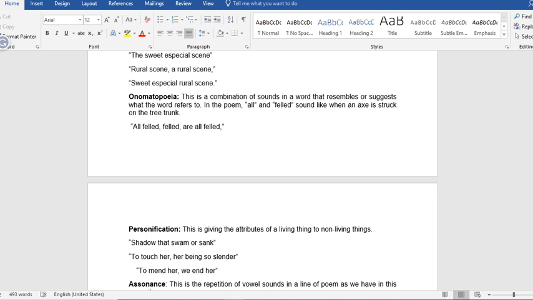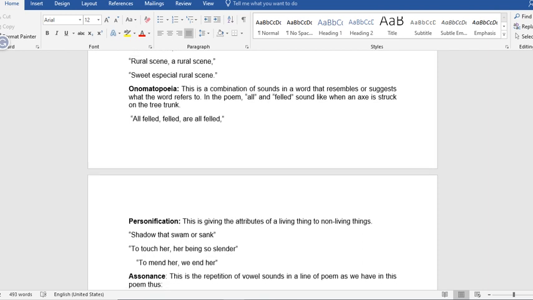Next one is onomatopoeia. This is a combination of sounds in a word that resemble or suggest what the word refers to. In the poem, "all felled" and "are all felled" sound like when an axe is struck on a tree trunk. It's very necessary to define these devices so that you establish your knowledge of them.